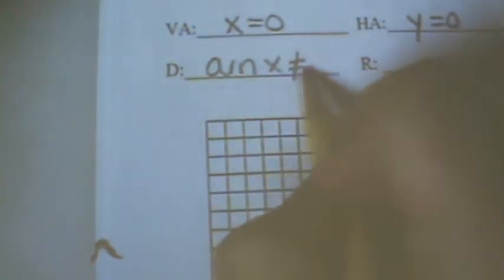So what do you have? x equals 0, y equals 0. What quadrants are you in? 1 and 3. So you're going to go over 1, up 1, 2, 3, 4, 5.